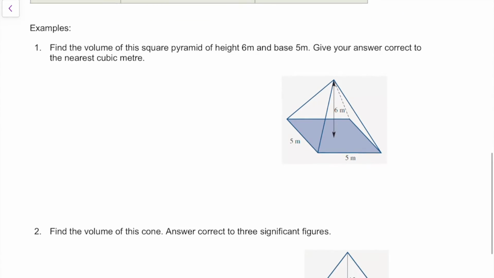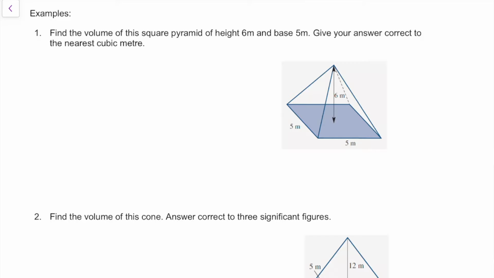Let's look at our first problem here on the screen. We have a square pyramid. It has a pyramid height of 6 meters and a base side length of 5 meters. We have a square base on our pyramid.